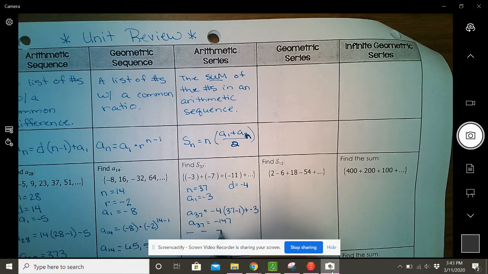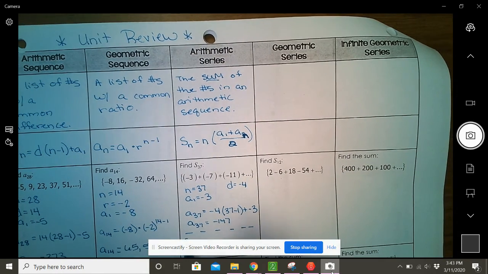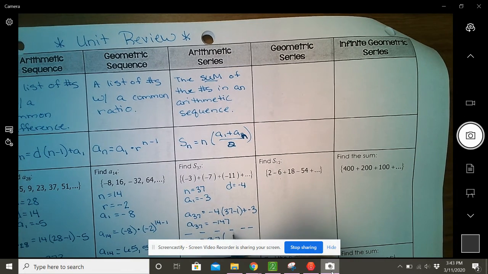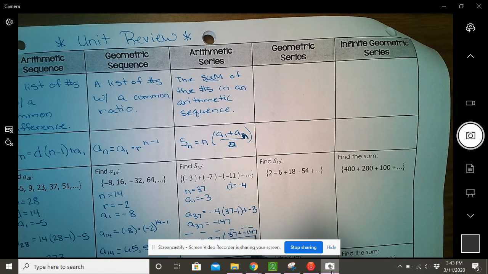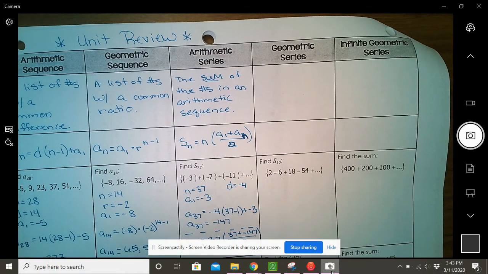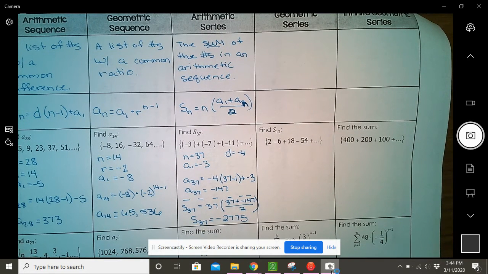And now I have everything I need to plug into my series formula. The sum of 37 terms is going to be 37 times the first term plus the last term, all divided by 2. So my final sum of these 37 terms is negative 2,775. Whoops, went off the screen there. Sorry about that.